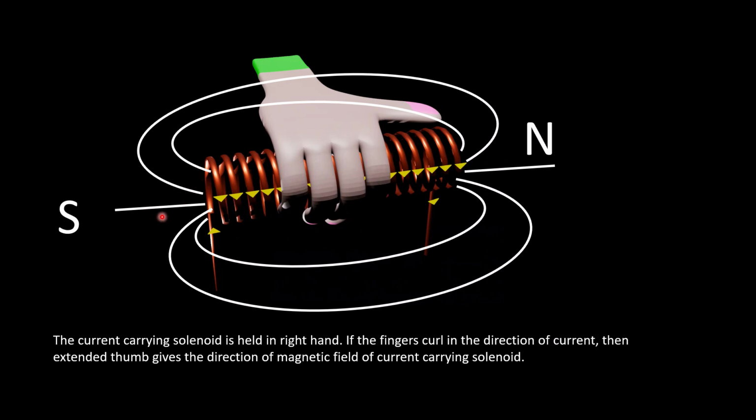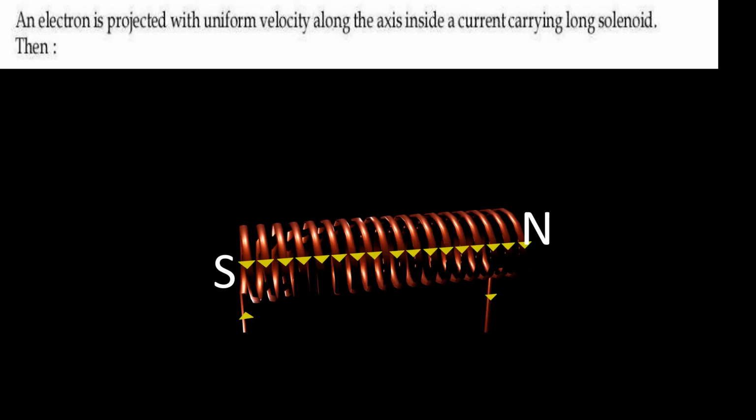In a bar magnet, we know that magnetic field lines merge in at the south pole, so we can draw the magnetic field lines like this, and merge out at the north pole. So the direction of the magnetic field lines inside the solenoid is from south to north pole. Next, an electron is projected with a uniform velocity along the axis inside the current carrying solenoid, that is, along with the magnetic field direction.